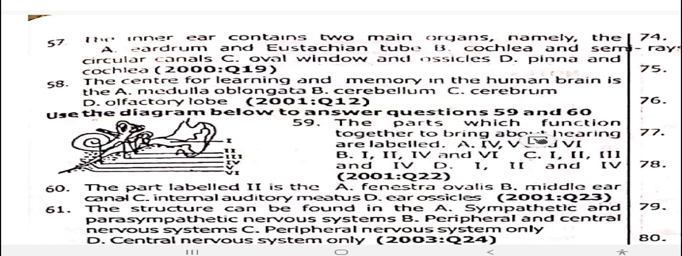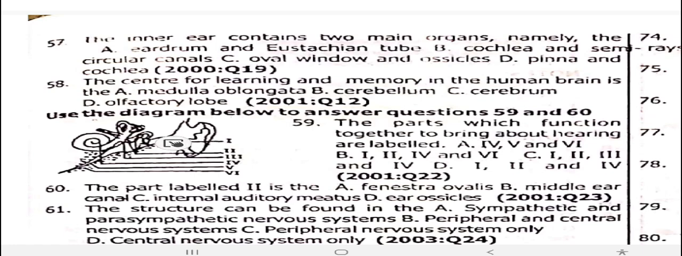59. The parts which function together to bring about hearing. 59 is I and IV. Those are the parts which function together. I would like to label it. I is called the external acoustic meatus. This place, sometimes your fingers can get to it a bit if you try to pick out some things like the wax from your ear.